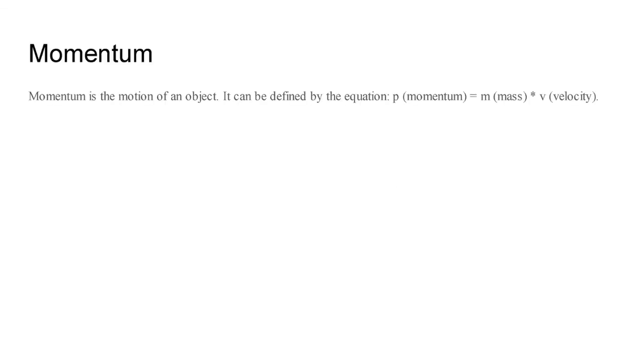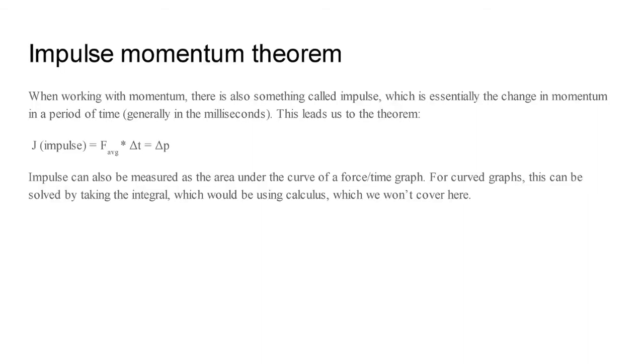Momentum is the motion of an object. It can be defined by the equation P equals mv. P will be momentum, m will be mass, and v will be velocity. When working with momentum, there is also something called impulse, which is essentially the change in momentum in a period of time, generally in the milliseconds.